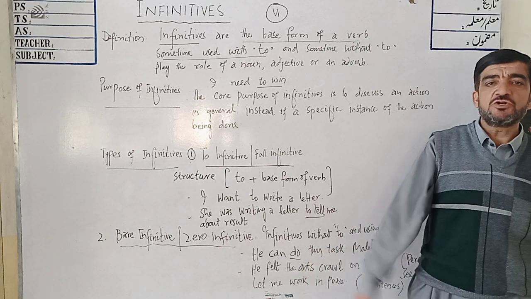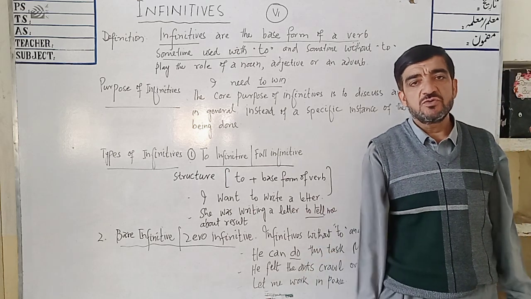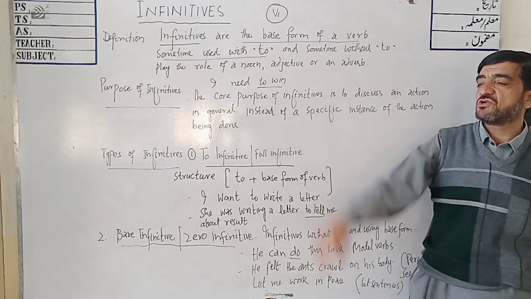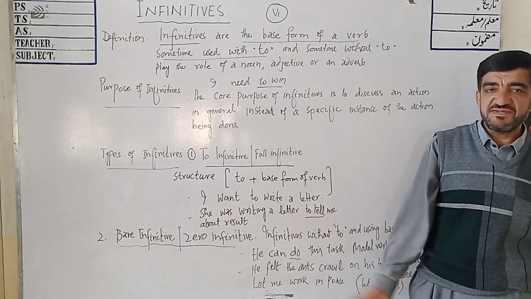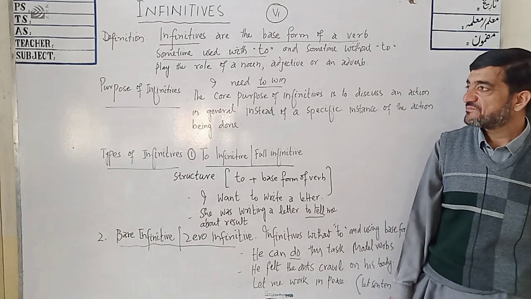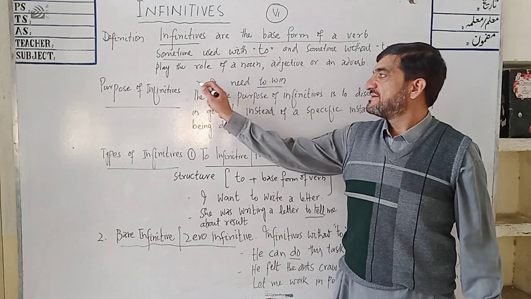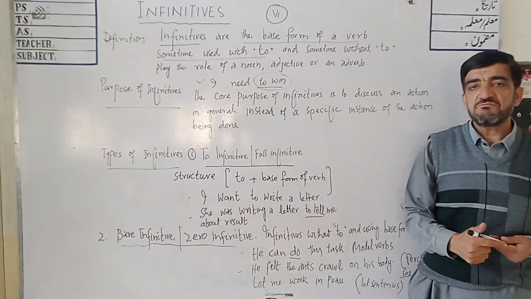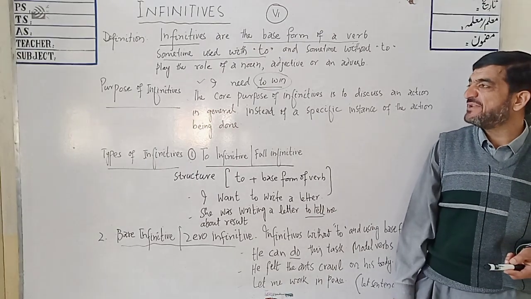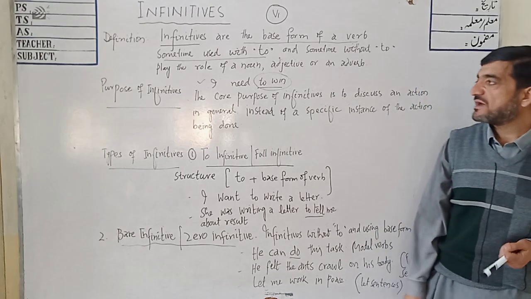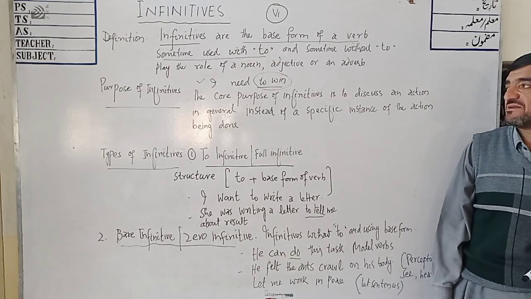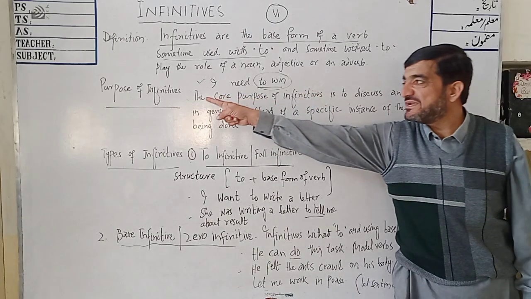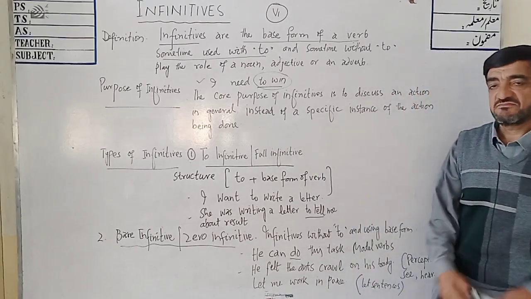Sometimes it is used with to: to write, to go, to see, to watch, and sometimes it is used without to. For example, do, see, walk, etc. Example is, I need to win. Need is verb, and to win is used as a noun, and it is used as object. But this will be clear when we will study the purpose of infinitives.